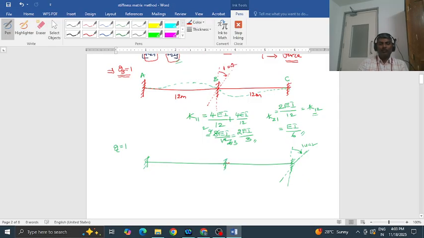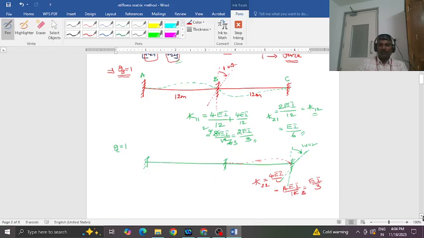So this is going to bend in this manner. Okay, so to rotate this by 1 unit, I need some moment, that is called the K22 value. It is again 4EI by L, that is 4EI by 12, which is equal to EI by 3. Okay, so as we have EI by 3 here, EI by 6 to EI by 3.